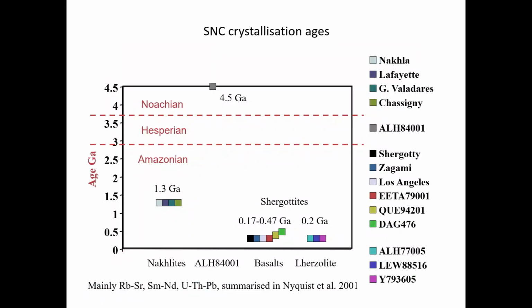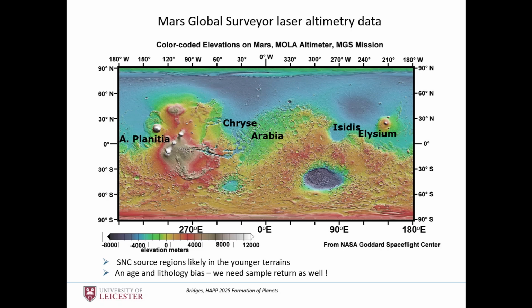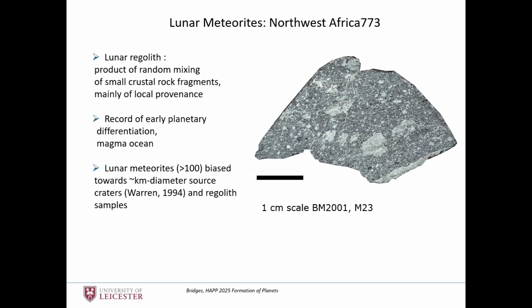Quite a wide range for Martian meteorites, but mostly relatively young in planetary terms, okay? And that's one of the reasons that we need sample return, because the Martian meteorite source regions likely fall in the younger regions, like Tharsis here in the northern plains, rather than the ancient highlands. So we've got this age and lithology bias. So that's why we're up here now, sampling for Mars sample return.